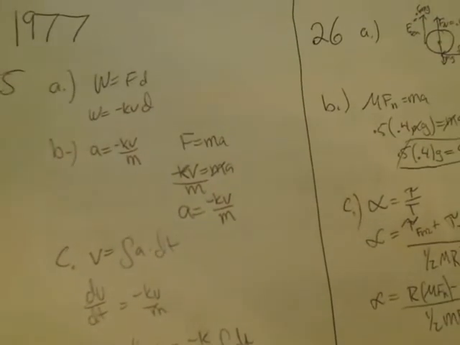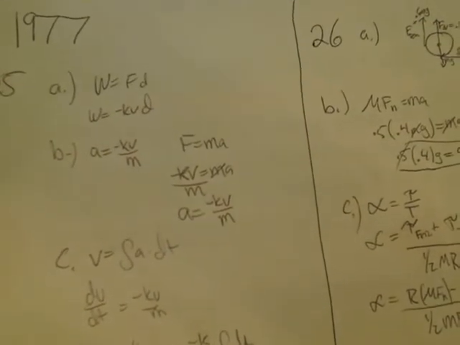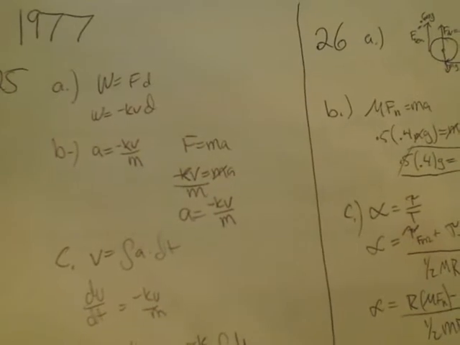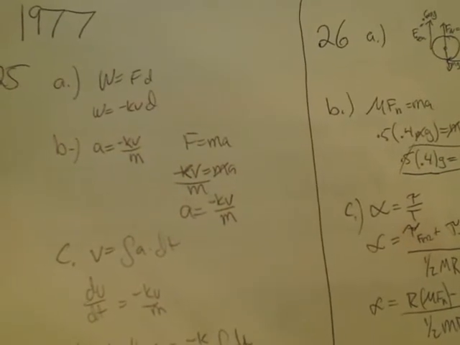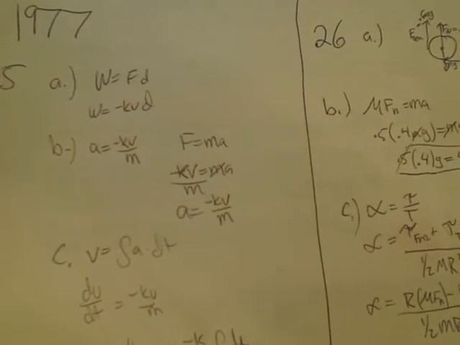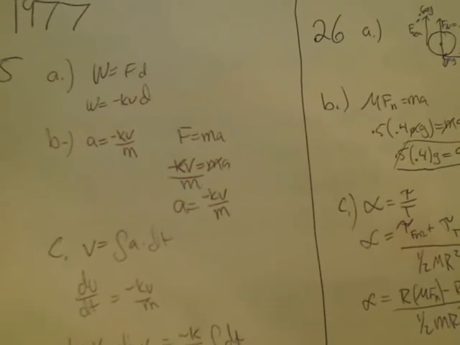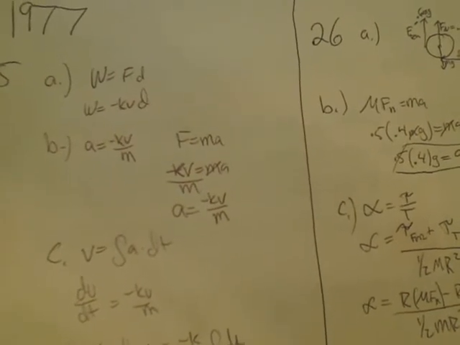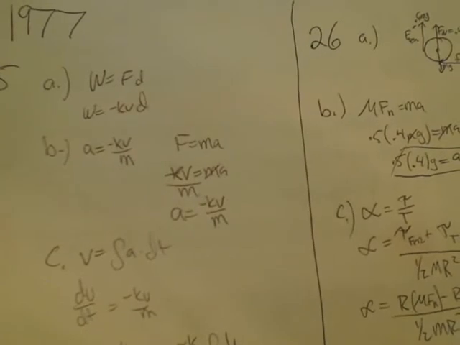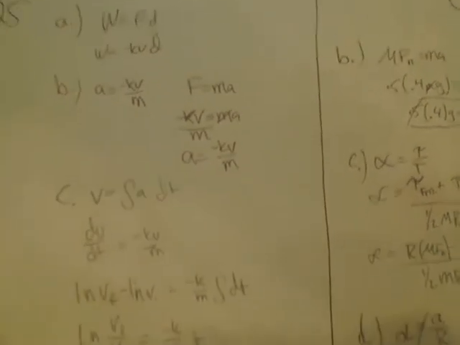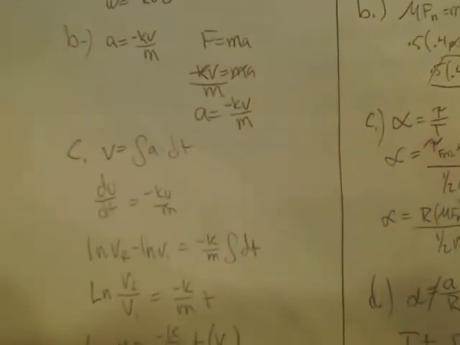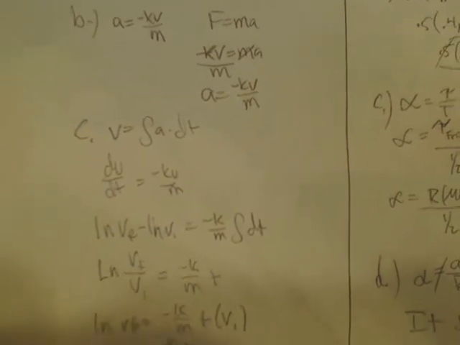So in A, it asks you for work. Work equals force times displacement. It gave you force negative kV, so work equals negative kVd. B asks you for the acceleration of the block in terms of kV and m. So if force equals ma, negative kV equals ma, divide by m to get a, and you get negative kV over m.